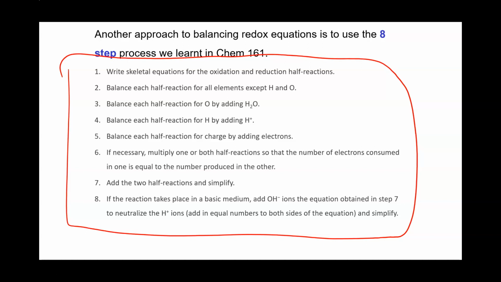However, if it told you that you were in basic media, then you need to convert to basic conditions, and how you do that is by adding 1 hydroxide ion to each side of your balanced redox equation for every hydrogen ion that is present. Then it kind of gets complicated. You will combine hydroxide ions and hydrogen ions to form water, and you just kind of cancel wherever possible.